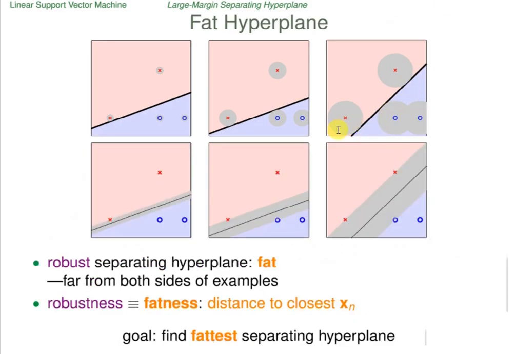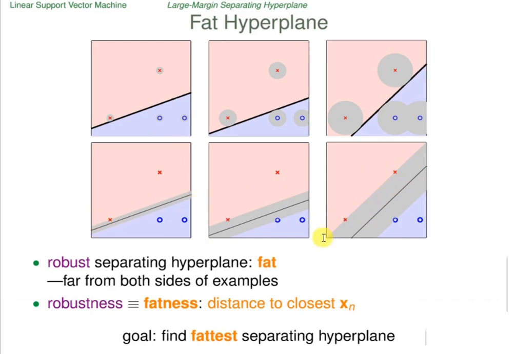We can also quantify noise tolerance from the viewpoint of the hyperplane separator. Let us place a cushion on each side of a separating line. This one, this, and this one, right?